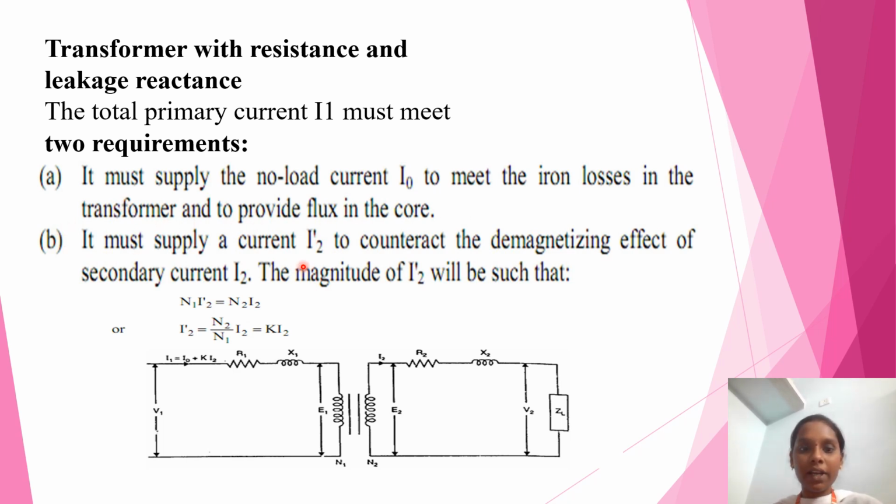It must also supply current I2 dash to counteract the demagnetizing effect of secondary current I2. The magnitude of I2 dash will be such that primary power is equal to secondary power. N1 into I1, in place of I1 we can substitute I2 dash, is equal to N2 into I2. So I2 dash is equal to N2 by N1 into I2. We know that N2 by N1 is the transformation ratio K, so I2 dash is K into I2. This is the equivalent circuit diagram.